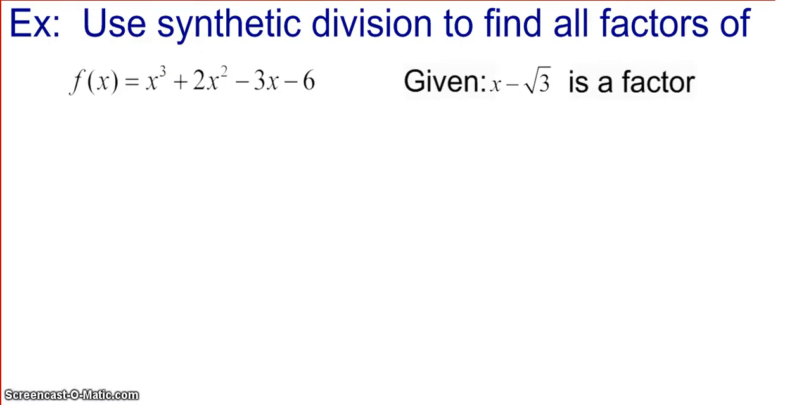Next one. Use synthetic division to find all of the factors of f of x equals x cubed plus 2x squared minus 3x minus 6, given that x minus root 3 is a factor. So again, what does that mean? That means that if I do synthetic division, I should get a remainder of 0, otherwise I messed up, or I was lied to. So, I want you to try this on your own, pause first, then unpause when you're ready to check your work.